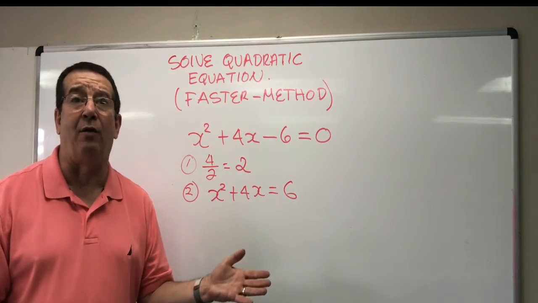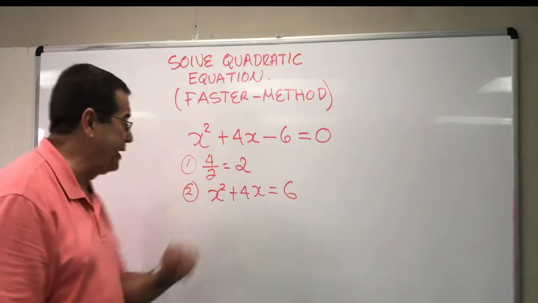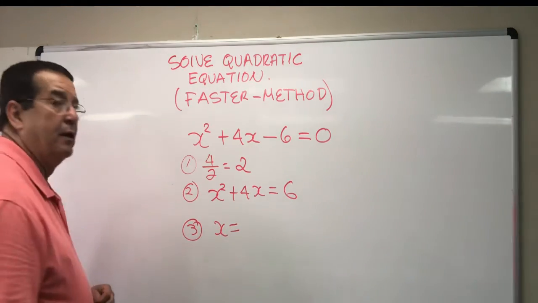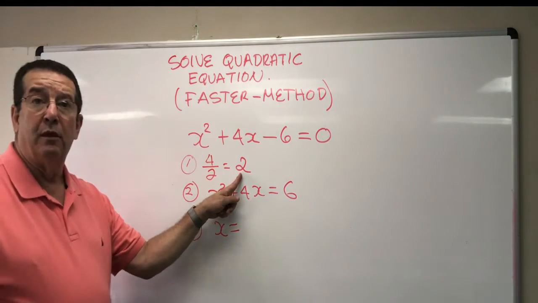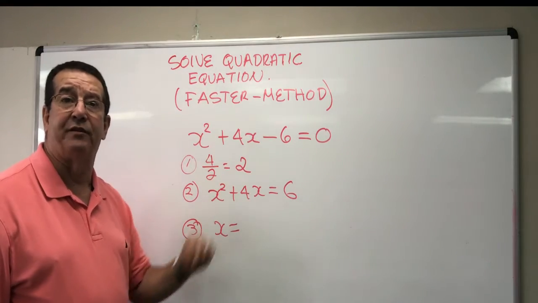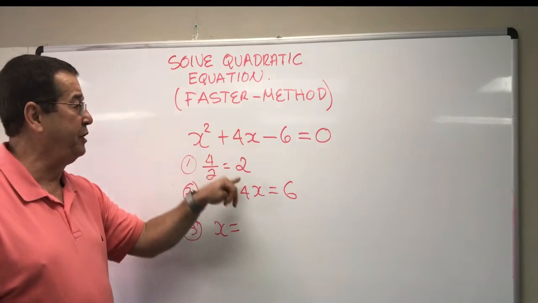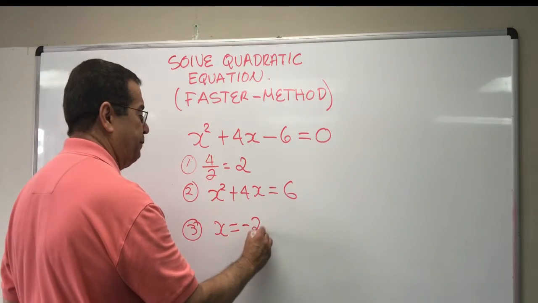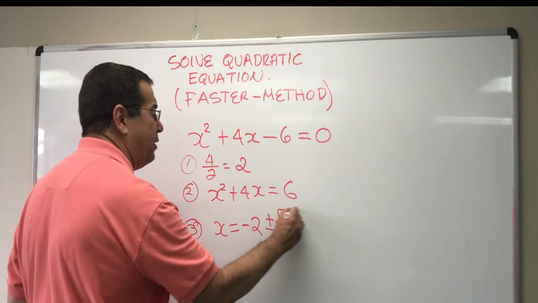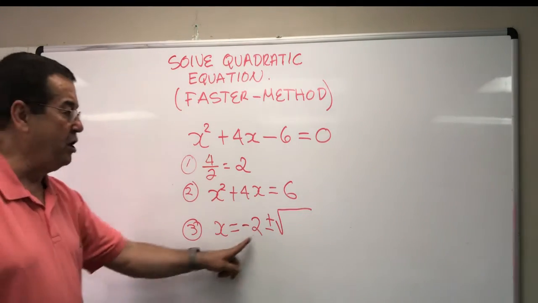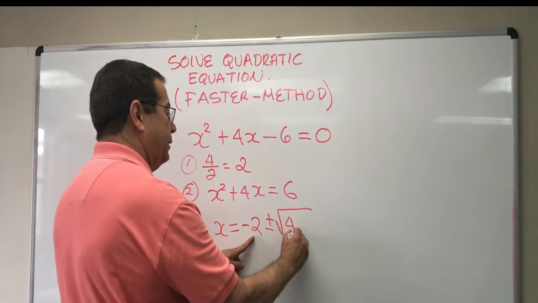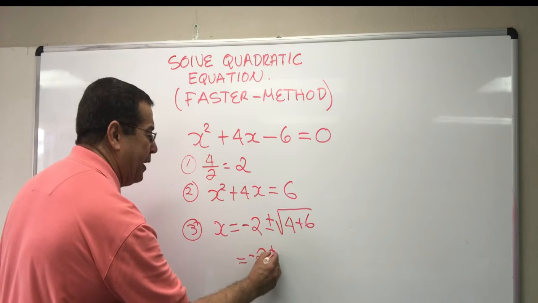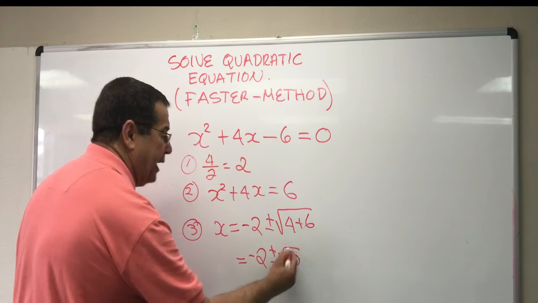Then what do you have to do now? Very easy solution. You write the solution now. Step 3: x is equal to, the value of this is 2. When you write it here, you change the sign of this value. It's positive 2 divided by 2, and you change the sign. It's negative 2, positive and negative square root. This number squared is 4, plus 16. And now finally you have the solution: negative 2 plus and minus square root 10. And this is the solution.